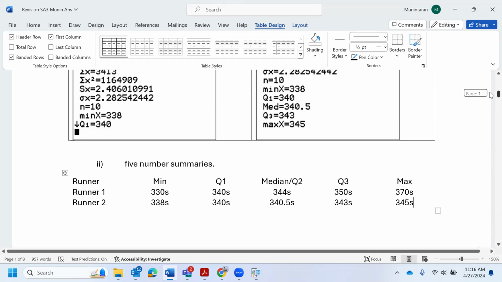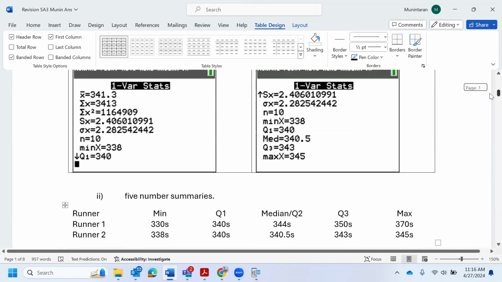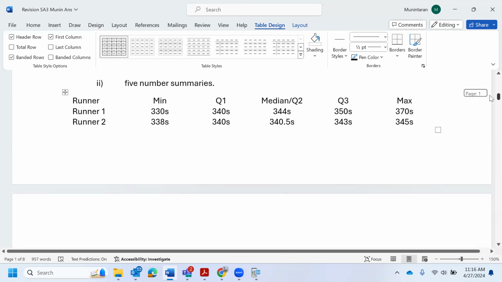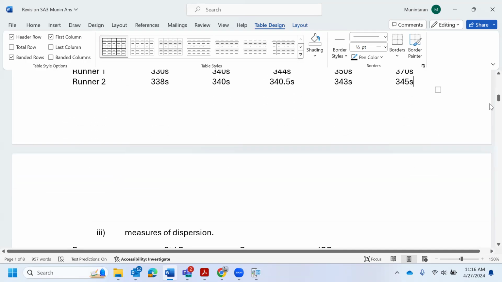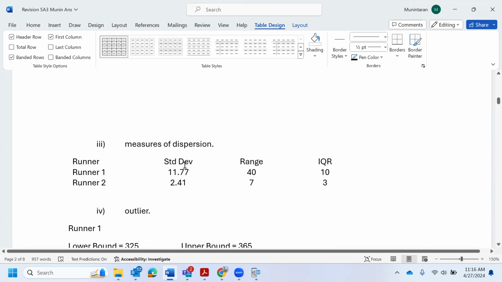So we have done the measures of central tendency, that is the mean, median, and mode. We have done the 5-number summary, that is minimum, Q1, median, Q3, and maximum. Next, they ask you for the dispersion. How is it being dispersed? There are a couple of measures for dispersion. First is the standard deviation, range, and then you can also mention your IQR. Now the variance is actually tied to your standard deviation, so no need to write the variance, unless it's been asked.